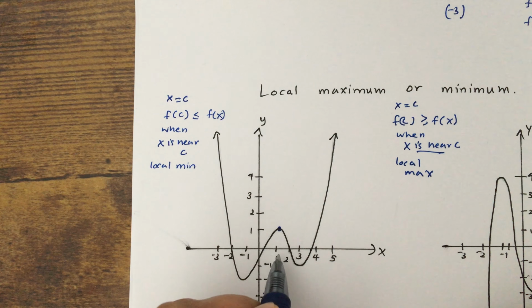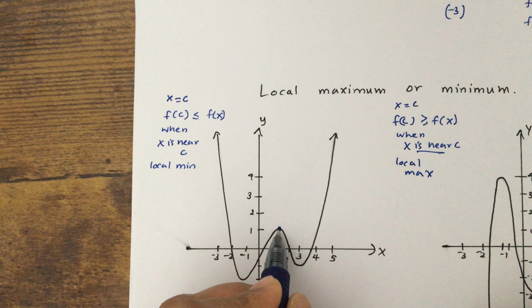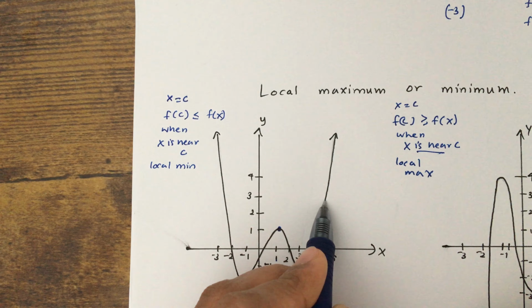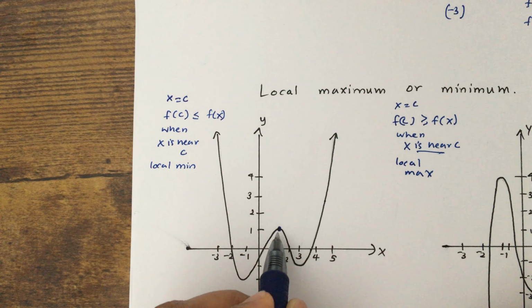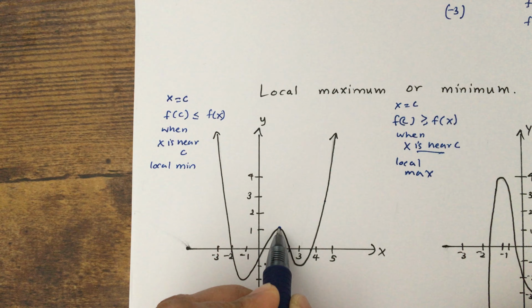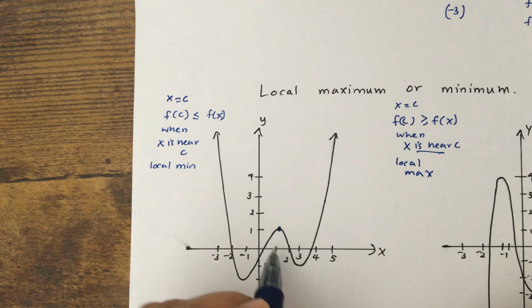If it is an absolute maximum, then you cannot have y values greater than 1, right? But if you consider this point, it is greater than 1, right? So this cannot be an absolute maximum, right? So let's look at the local maximum.